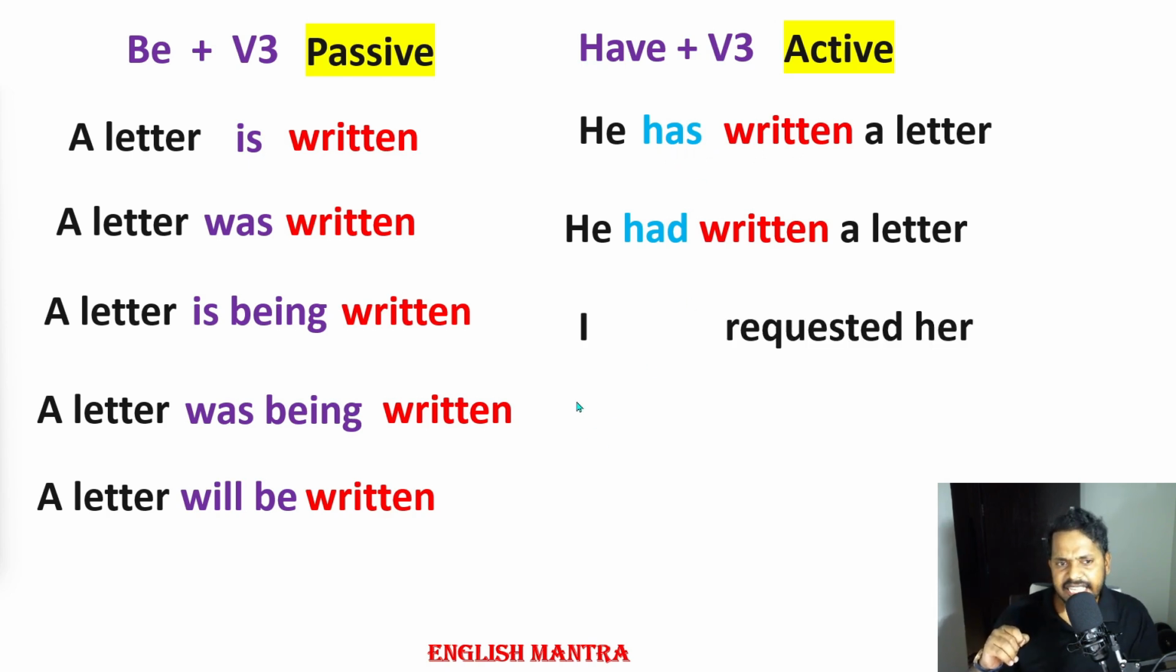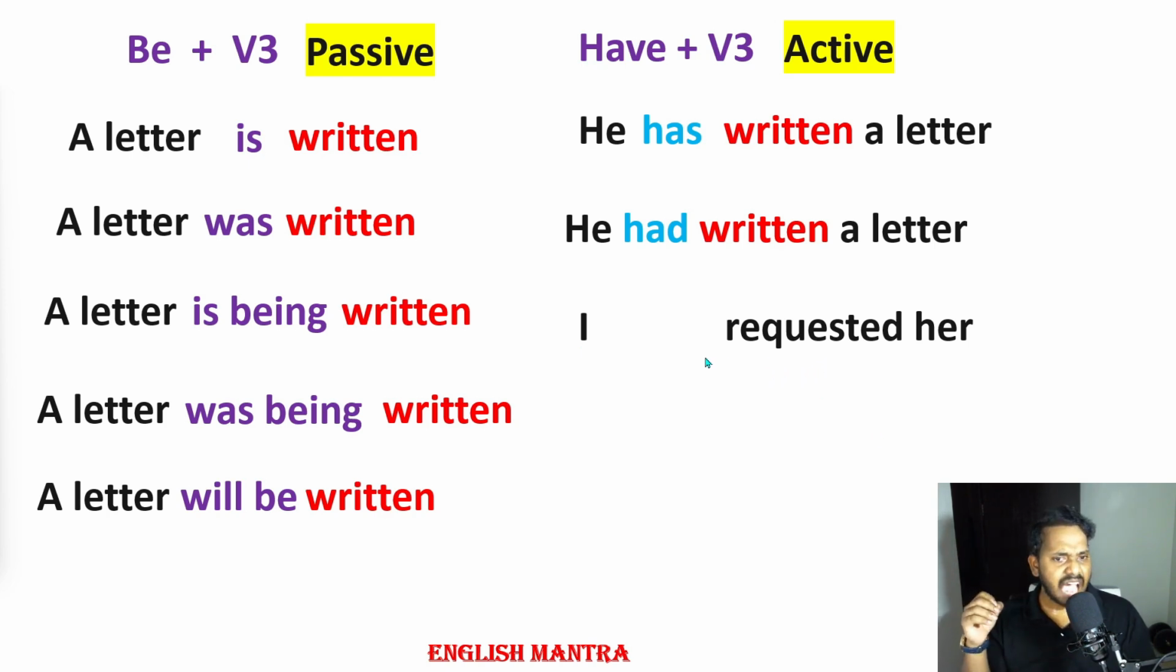See, can I say I requested her? Yes, I can say. See, written is an irregular verb, right? Request is a regular verb. We can say that it is a V2, right? V2 and V3 for request is the same. Requested. If I say I requested her, here who did the action of requesting? I. Okay, the subject did. Here I went to her and I requested her. So the action of requesting has been done by me.